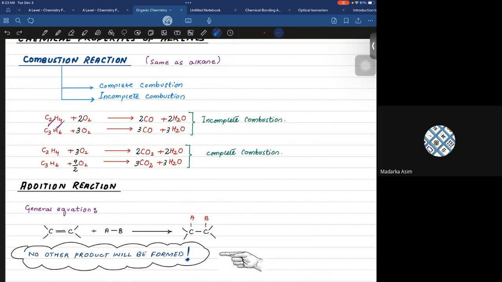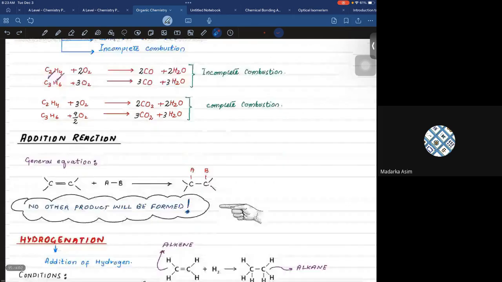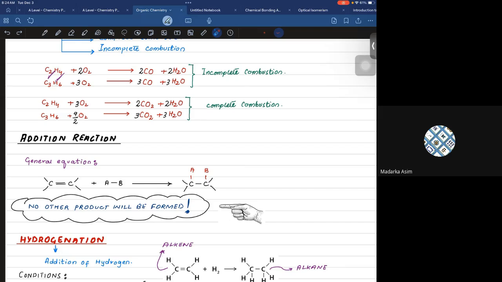The first reaction is addition reaction. If this is an alkene, it would be reacting with AB and would be forming this product. So why is this an addition reaction?